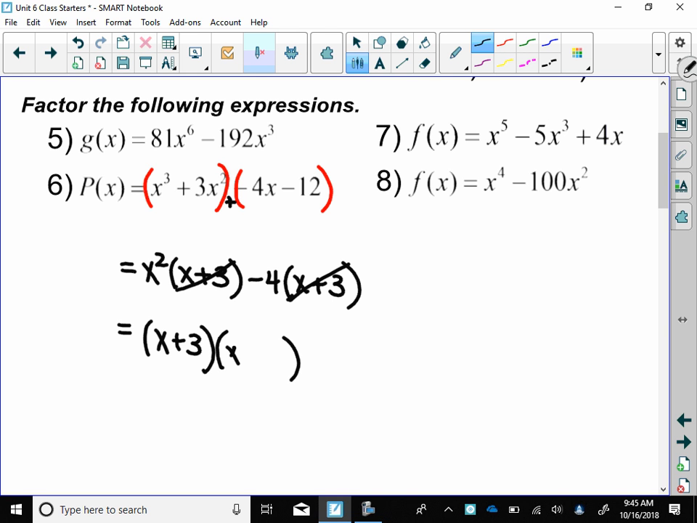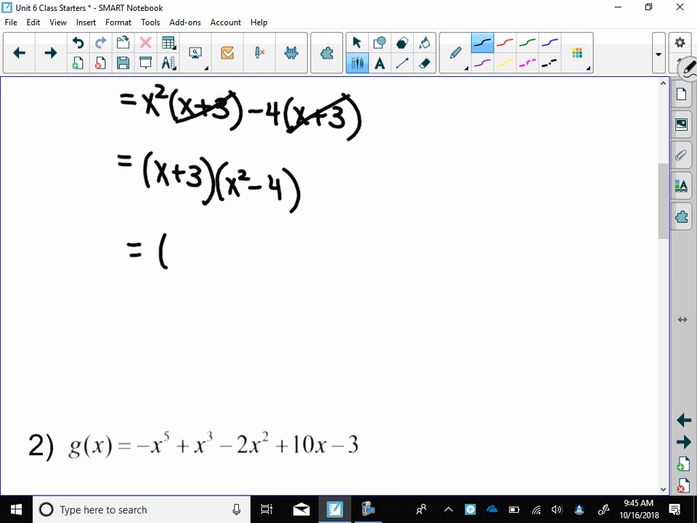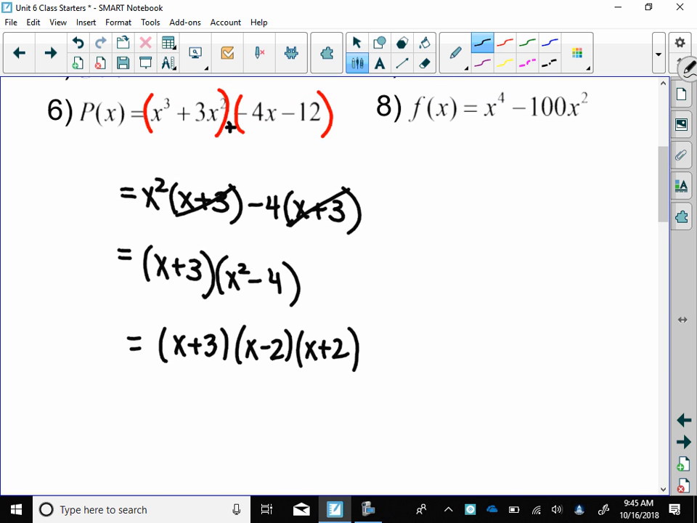x squared minus 4, which is the difference of two perfect squares. So we have x plus 3, x minus 2, and x plus 2. Again, that would be easy for us to find the zeros of that, to figure out the values of x that would make the whole polynomial equal to 0. Say -3, 2, and negative 2.